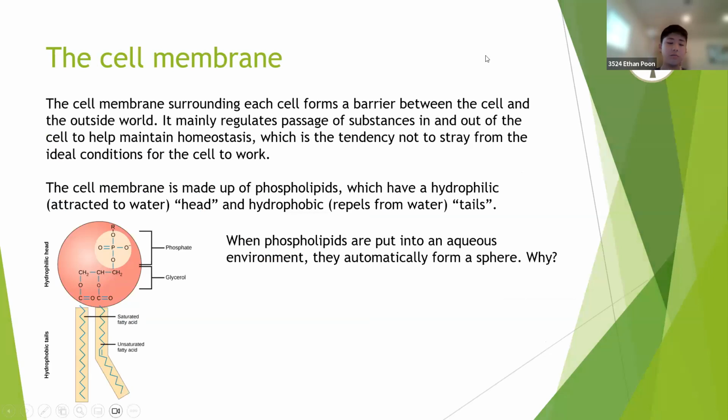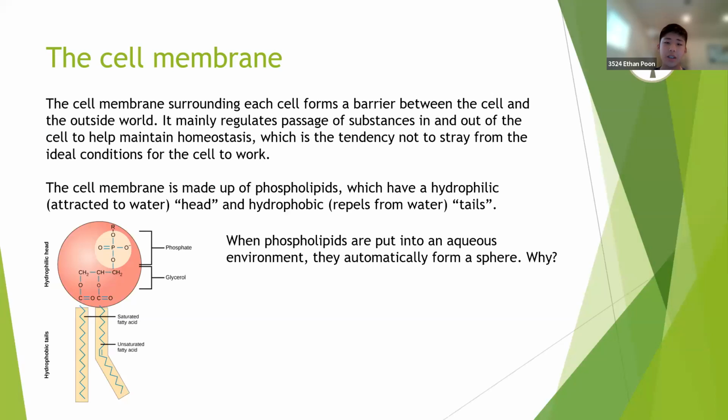All right, so the cell membrane, and why is it so important? The cell membrane surrounding each cell forms a barrier between the cell and the outside world. It mainly regulates the passage of substances in and out of the cell to help maintain homeostasis, which is the tendency not to stray from the ideal conditions for the cell to work.